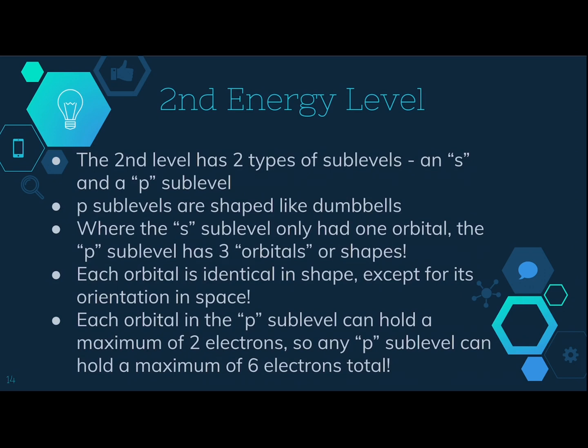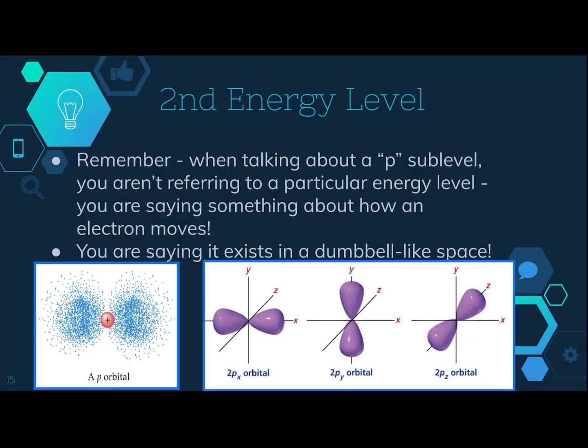Each orbital is identical in shape except for its orientation in space. Each orbital in the P sublevel can hold a max of 2 electrons. So there's 6 electrons total in the P sublevel. Here's some pictures of what that looks like.